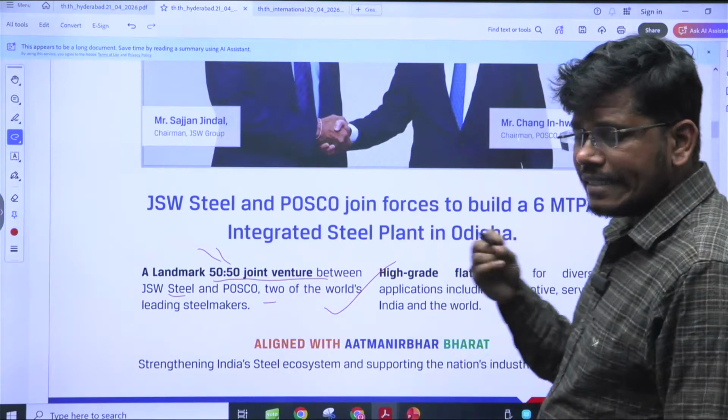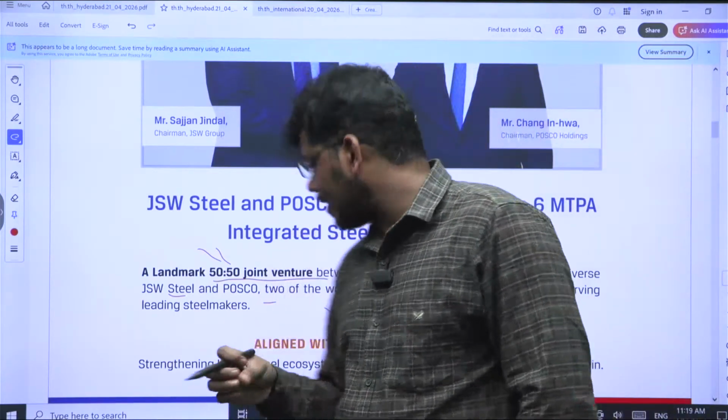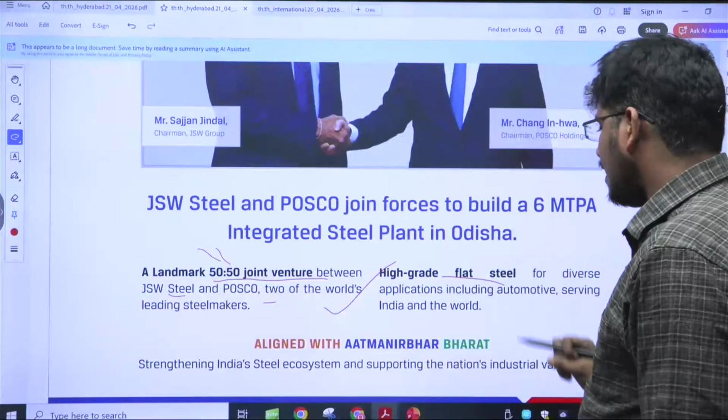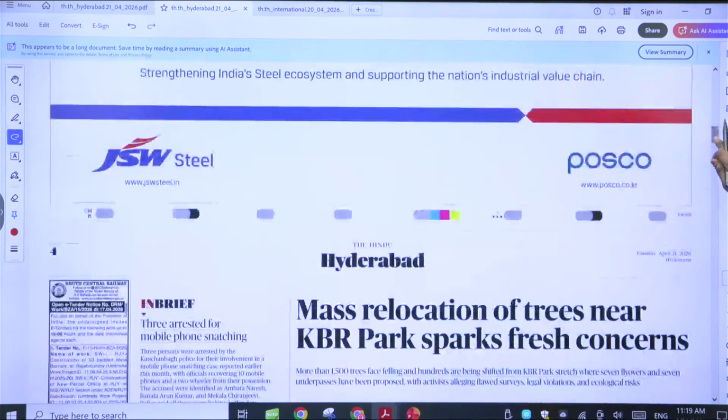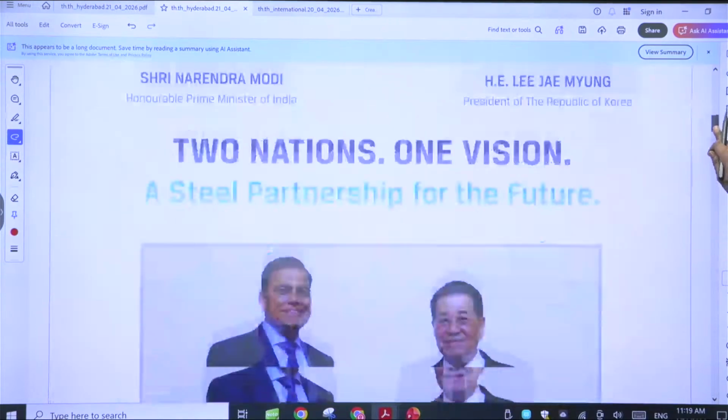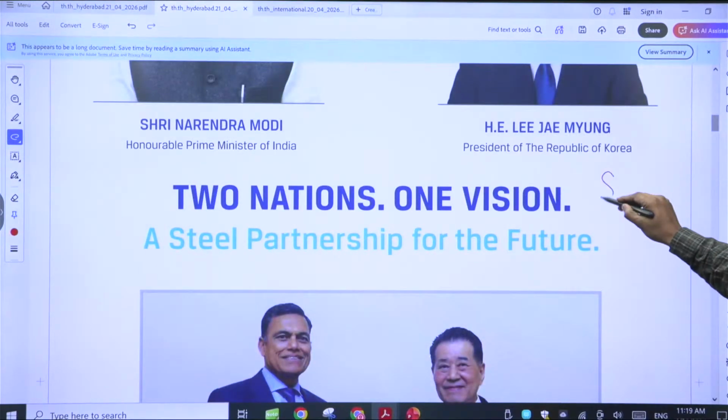And what kind of steel do they make? They make high grade flat steel, with diverse applications, automotive, serving India and all. So steel is very, very important. Why is this steel very, very important?